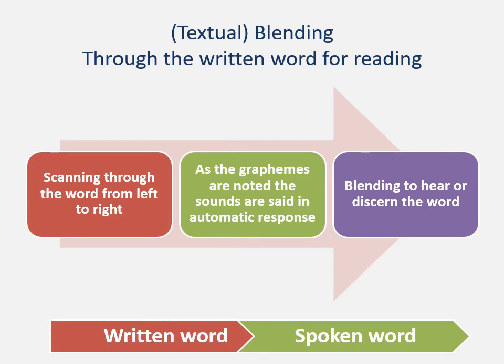Take another example, ship. We scan through the word from left to right, S-H-I-P, and as we are doing that, we are noting the graphemes. Now in this case, we have S and H as one grapheme because that makes the sound sh. So we have the grapheme SH, which makes sh, and then we have the I, and then we have the P, which makes P, and then we blend sh, i, p, ship, working from written word to spoken word.